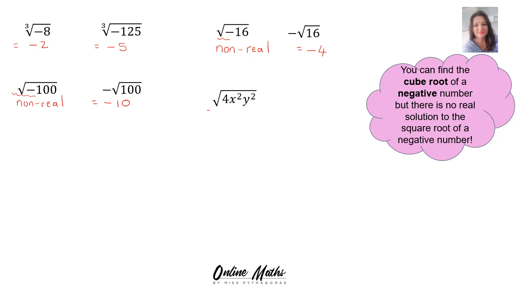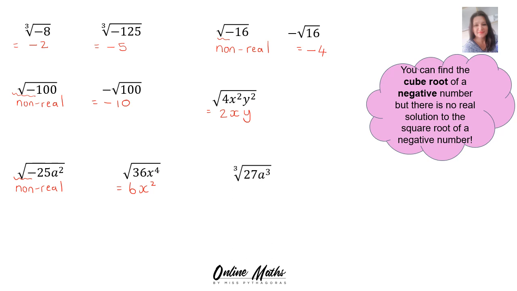For this one, the square root of 4 is 2. The square root of x squared is just x, and the square root of y squared is y. The square root of negative 25a squared, non-real. Why? Because there's a negative under a square root. The square root of 36x to the 4 will be 6x squared. When it's a square root, you halve that exponent.